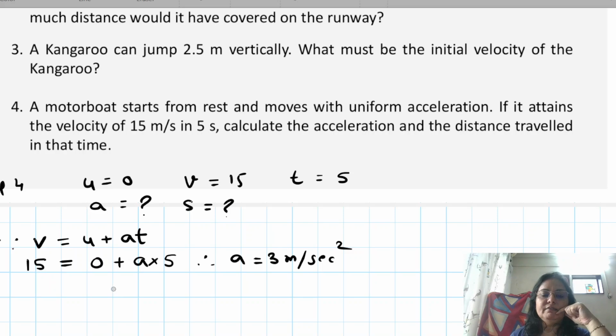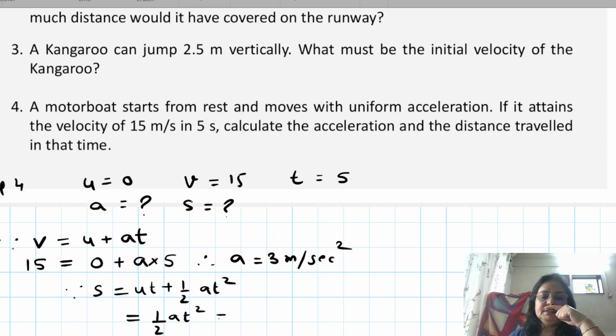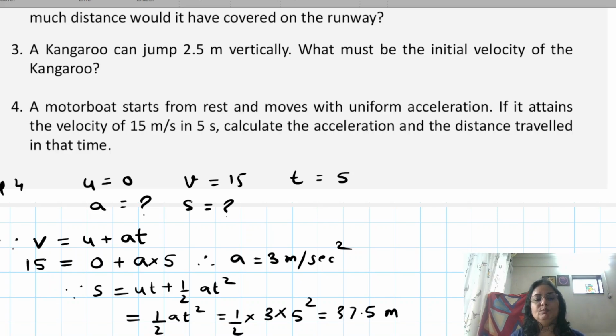Now what is the distance travelled in that time? We know that s is equal to ut plus half at square. This is u is 0, so this is half at square, which is nothing but half into 3. We just found out a, 3, and time t is 5 square. This comes out to be 37.5 meter. So distance travelled is 37.5 meter.